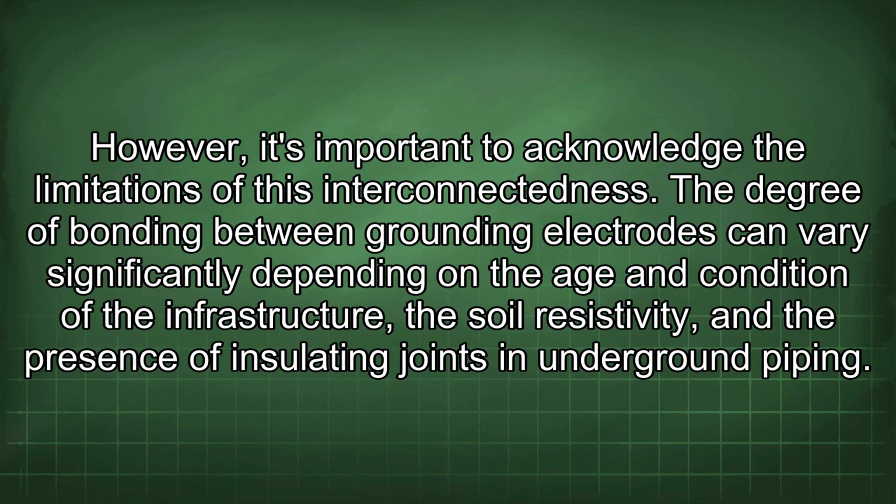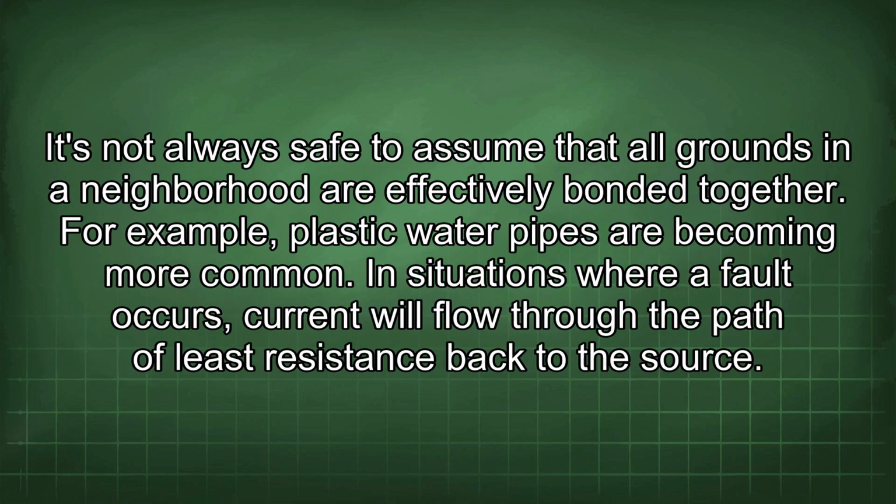However, it's important to acknowledge the limitations of this interconnectedness. The degree of bonding between grounding electrodes can vary significantly depending on the age and condition of the infrastructure, the soil resistivity, and the presence of insulating joints in underground piping. It's not always safe to assume that all grounds in a neighborhood are effectively bonded together. For example, plastic water pipes are becoming more common.